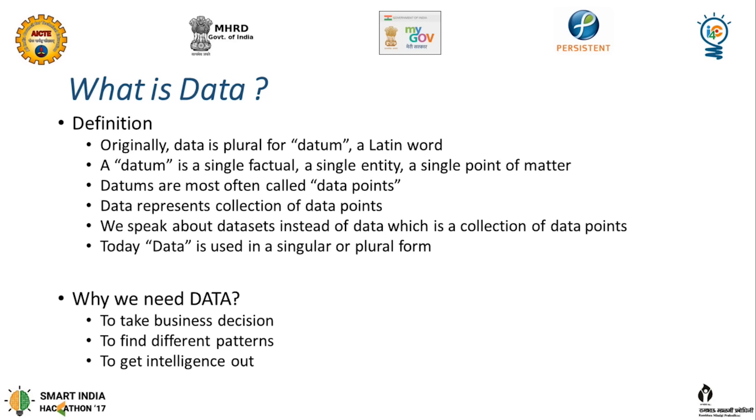Now we'll understand the definition of data. Originally, data is the plural of datum, a Latin word. A datum is a single factual entity, a single point of matter. Datums are most often called data points. Data represents a collection of data points. So we speak about data sets instead of data, which is nothing but a collection of data points. So today data is used in singular or plural form, isn't it?